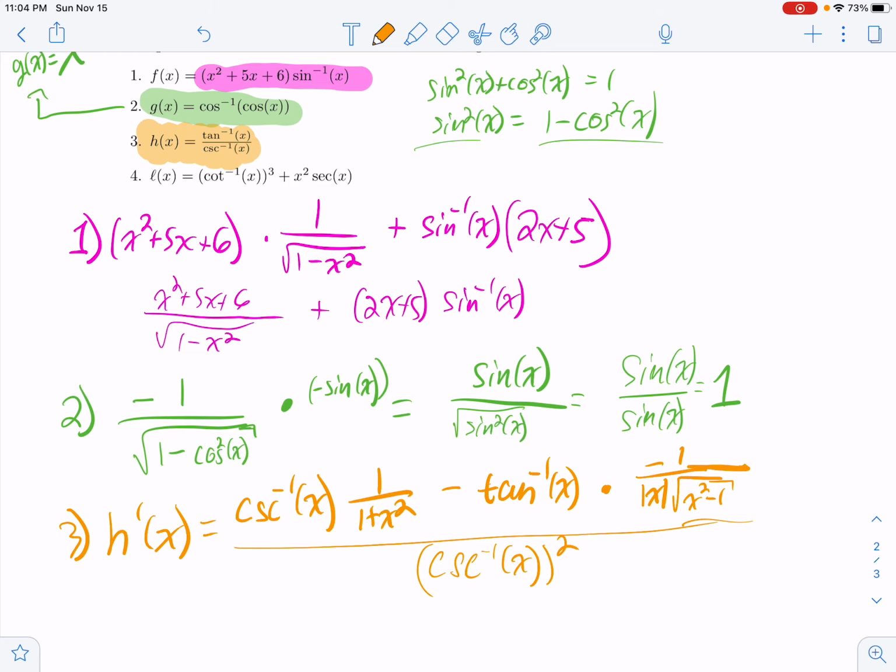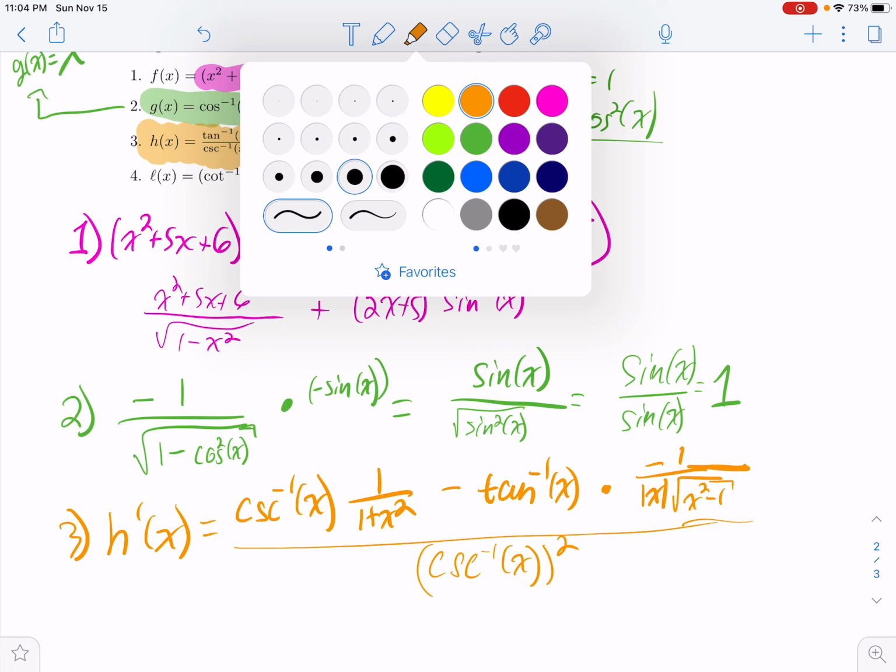Again, there's another derivative just using our new rules. And now finally, which color do I want to do the last one in? Let's go for blue.